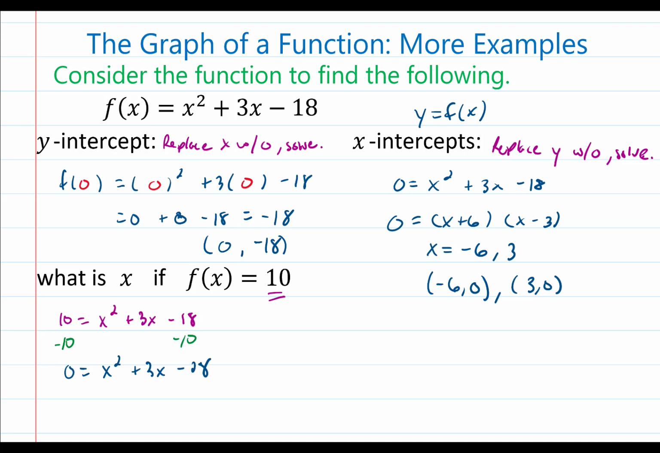We can now solve by either factoring or the quadratic formula. To the right here, I'm going to go ahead and factor. So I will get 0 is equal to x plus 7 times x minus 4. And so now I'll use the zero product property to find my two values of negative 7 and positive 4. That means I have two input values that result in the same output value of 10. And so my ordered pairs will be negative 7, 10, and 4, 10.